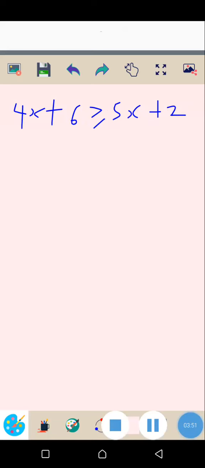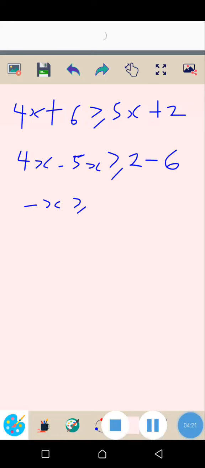So the first thing we need to do is to rearrange as well. So we then have 4x minus 5x greater than or equal to 2 minus 6. The next thing you need to do further is to solve 4x minus 5x. 4x minus 5x will give us a minus x, that's a negative x. So we then have minus x greater than or equal to minus 4. 2 minus 6 will give us minus 4. Alright, so we then have minus x greater than or equal to minus 4.